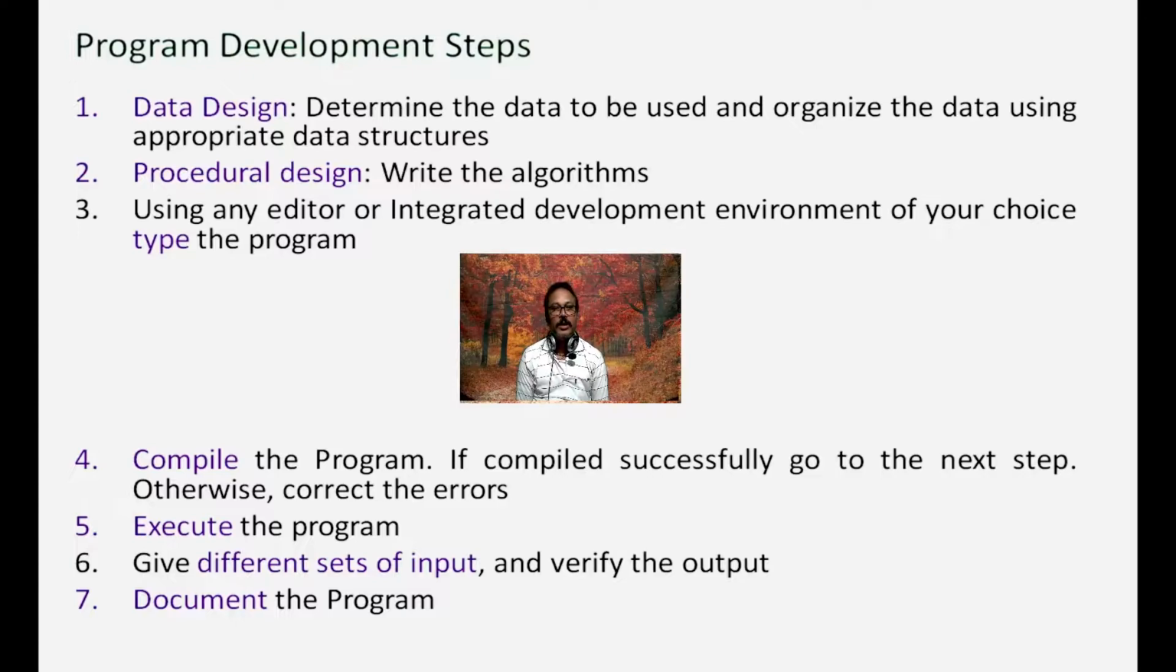After choosing an appropriate integrated development environment and typing your program, compile the program. You have to convert it into object code. In the process, you may encounter different kinds of errors. Those errors are to be corrected before executing the program. Now correct the program. After correcting the program, execute the program. Executing the program means you will be giving different sets of input, getting different outputs, and verifying whether those outputs are correct or not.